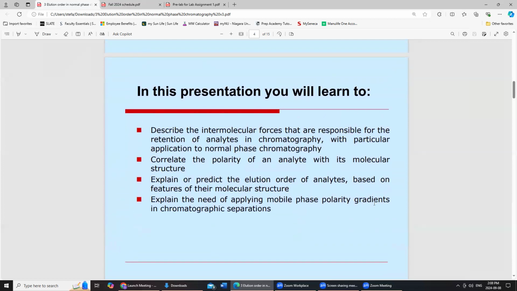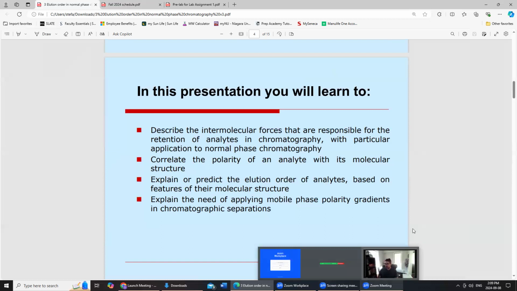So in this presentation, we're going to talk about describing the intermolecular forces that are responsible for the retention of analytes in chromatography, with particular attention to normal phase chromatography. We will correlate the polarity of an analyte with its molecular structure. So we'll be talking about those functional units that we talked about before. You guys are taking organic this semester, so that'll get more clear as the semester goes on. We're going to predict the elution order of analytes based on features of their molecular structure, and we'll explain the need of applying mobile phase polarity gradients in chromatographic separations.